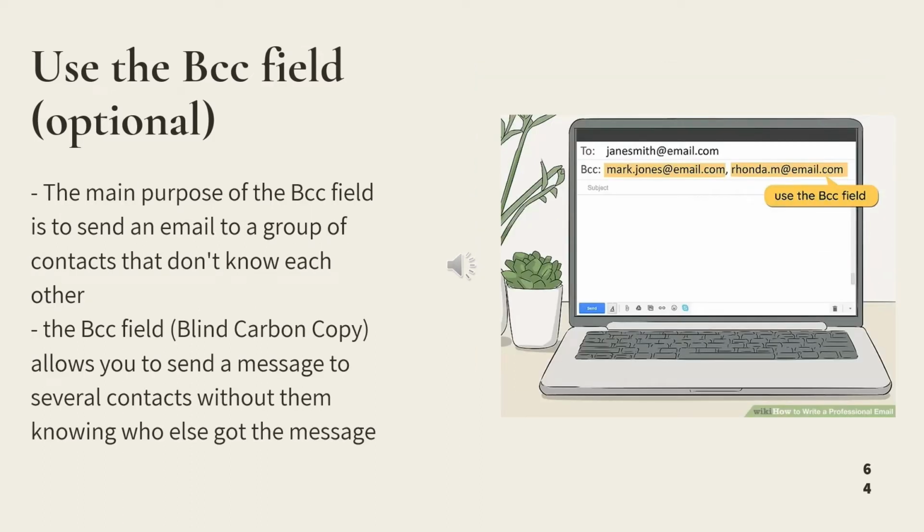Use the BCC field, optional. The main purpose of the BCC field is to send an email to a group of contacts that don't know each other. The BCC field, or the blind carbon copy, allows you to send a message to several contacts without them knowing who else got the message. To add the addresses to the BCC field, just click on the field and type in each email you need to include.